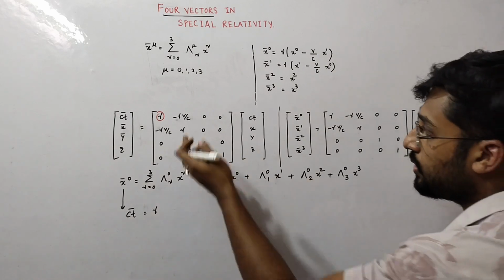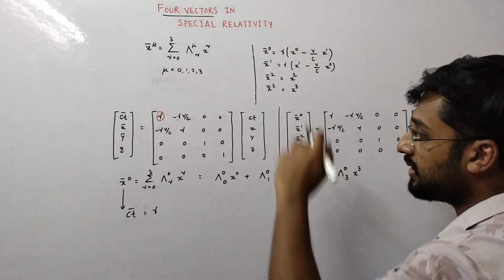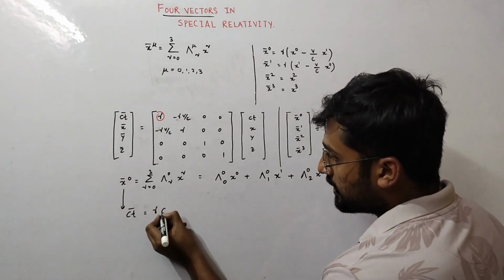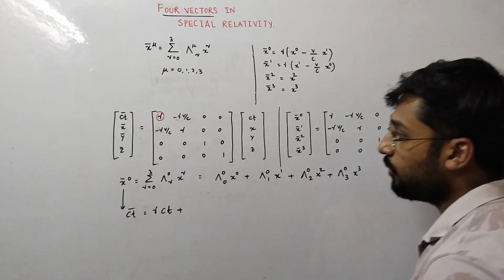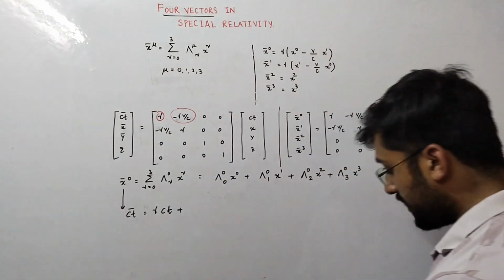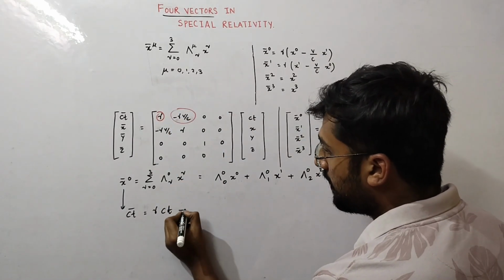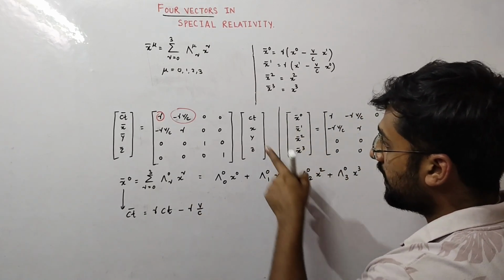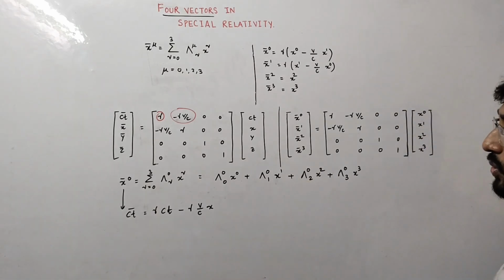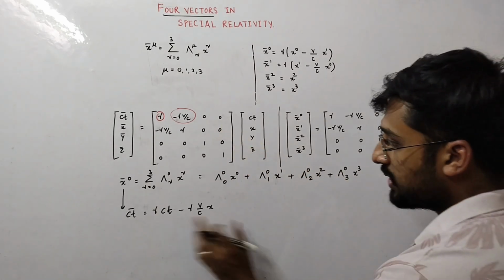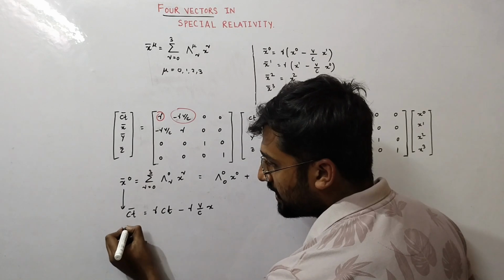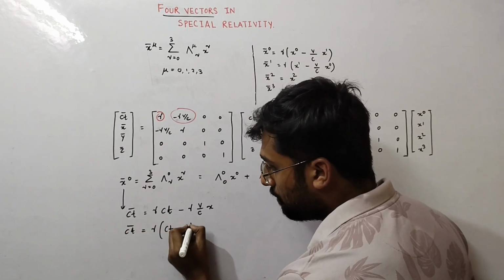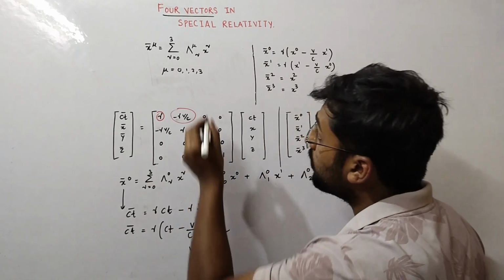x0 is nothing but your CT. If you recall the conventions, x0 was CT plus lambda 01, the second element from the matrix, which is minus gamma V upon C, so minus gamma V upon C. x1 is nothing but x, lambda 02 is 0, lambda 03 is 0, so this is what you get. From this I can write CT bar is, gamma is taken as common, CT minus V upon C into x. So you get this equation, right?